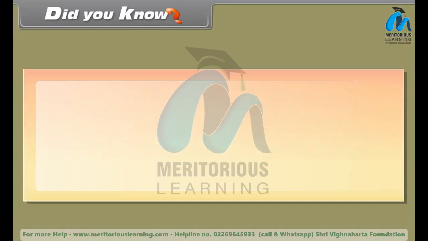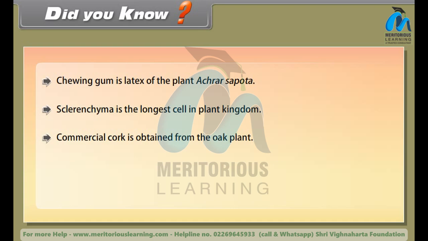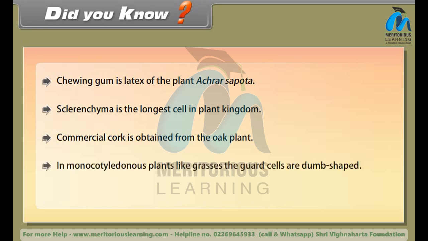Did you know chewing gum is the latex of the plant Achras sapota? Sclerenchyma contains the longest cells in the plant kingdom. Commercial cork is obtained from the oak plant. In monocotyledonous plants like grasses, the guard cells are dumbbell-shaped.